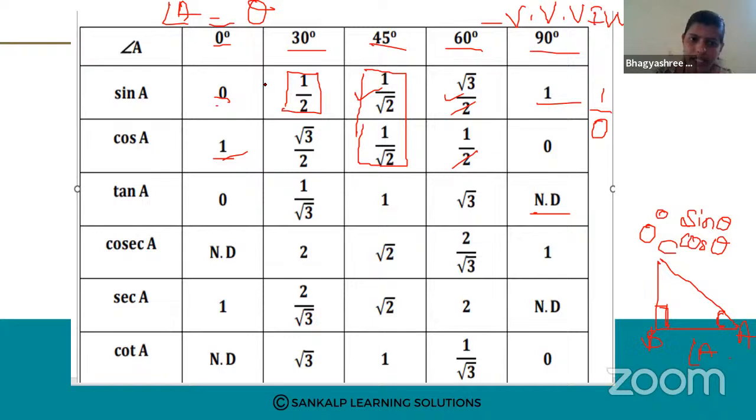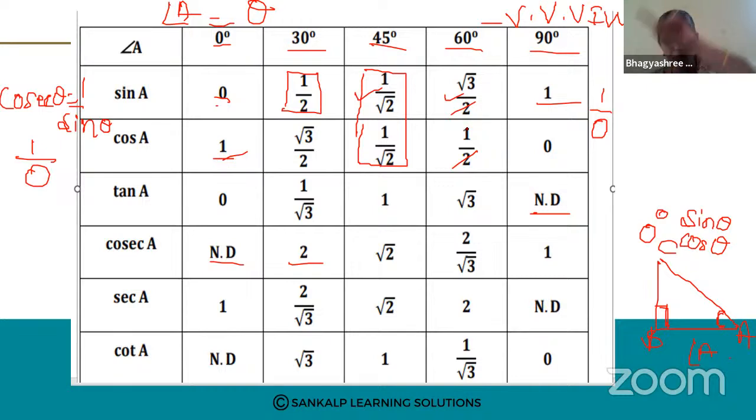Cosec theta means 1 divided by sine theta. Okay. Cosec theta means what? 1 divided by sine theta. So 1 divided by 0. Sine 0 is 0. So 1 divided by 0 means it is again not defined. 1 divided by 1 by 2, so the 2 comes up. What you will get? 2. So 1 divided by 1 by root 2, root 2 will come up. That is root 2. Root 3 divided by 2: 1 divided by root 3 divided by 2, the 2 goes up. 2 divided by root 3 you will get like that. So 1 divided by 1 means 1.